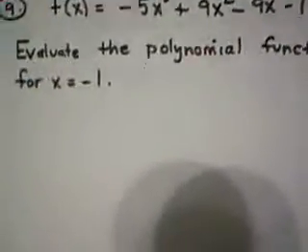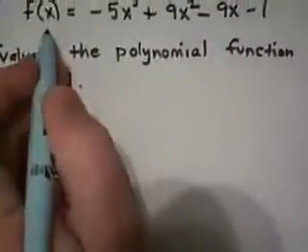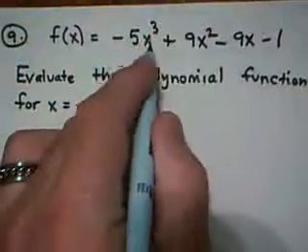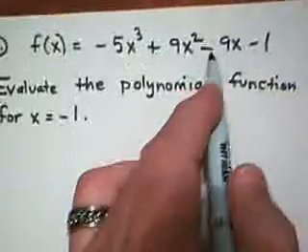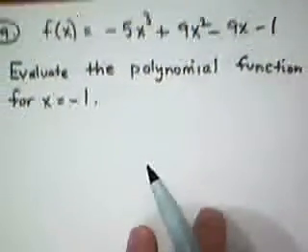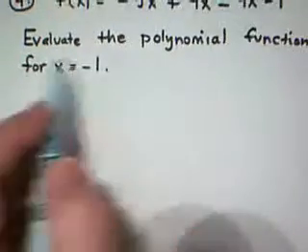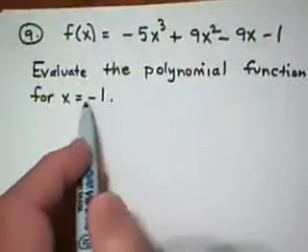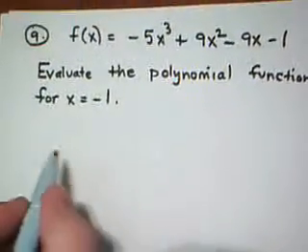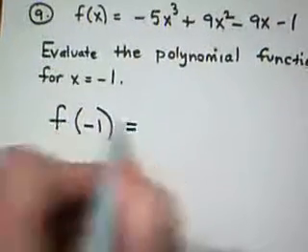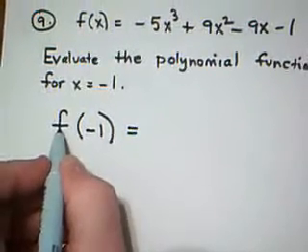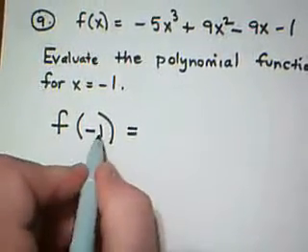So let's look. If I'm given the polynomial function f of x is equal to the opposite of 5x cubed plus 9x squared minus 9x minus 1, and I'm asked to evaluate the polynomial function for x equals -1, what I'm really being asked to do is to find f of -1. In other words, use the polynomial function f and plug in -1.